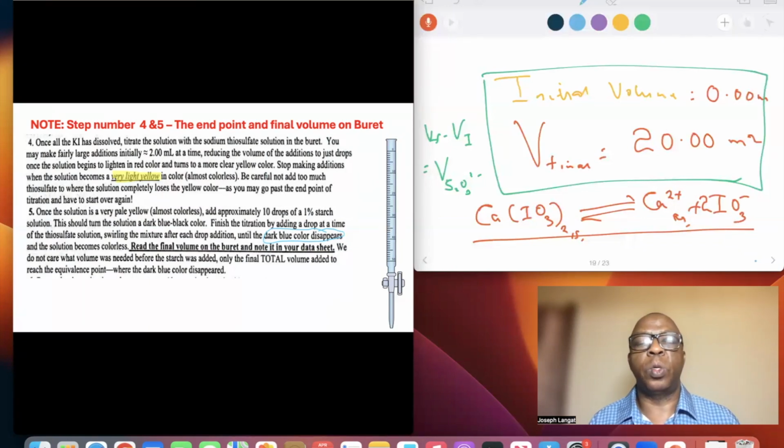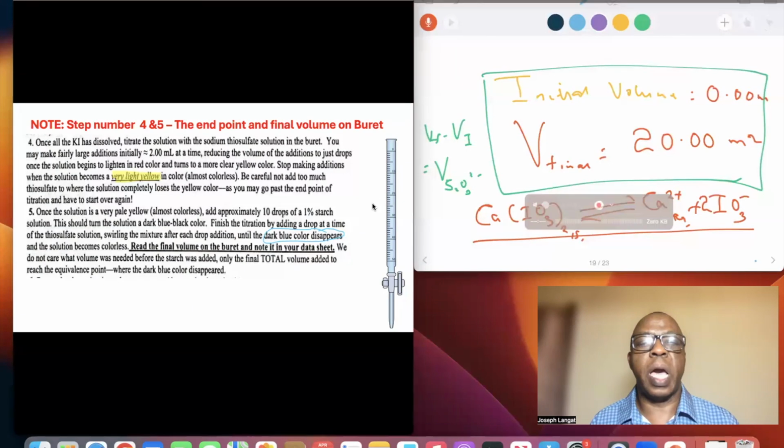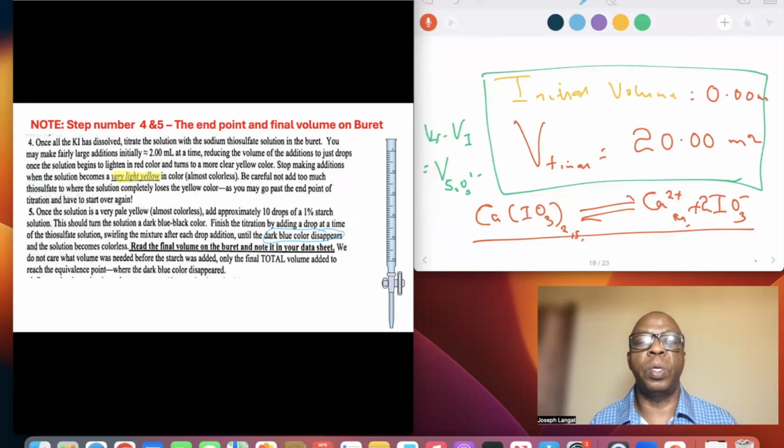A common mistake students make is thinking that during the titration, once the solution turns very light yellow, they record it as the final volume. That's not the final volume from the buret reading. Once your solution turns very light yellow, that's the time you need to add 1% starch indicator, which is given. So 10 to 12 drops of 1% starch should give you a dark blue color.